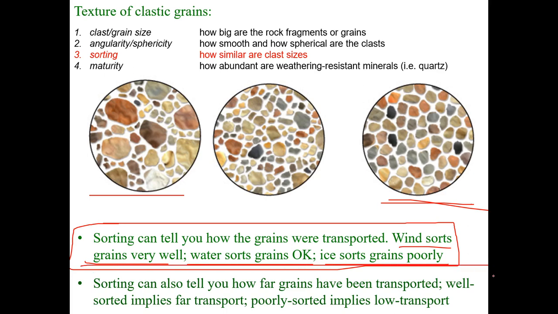Sorting can also tell you how far grains have been transported. Well sorted means a far transportation, it means it had time for sorting to take place, so it's been transported pretty far. Poor sorting implies a low level of transport. Okay.